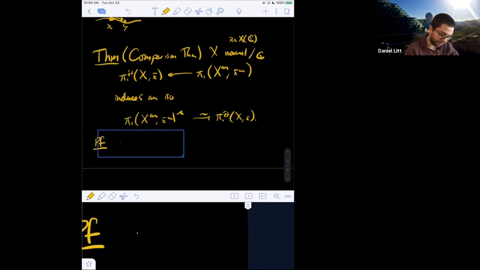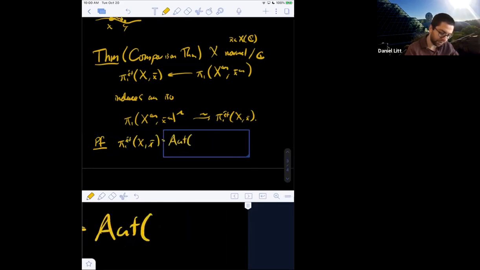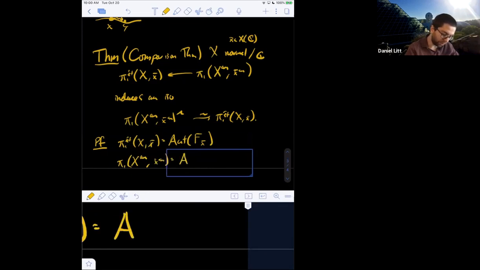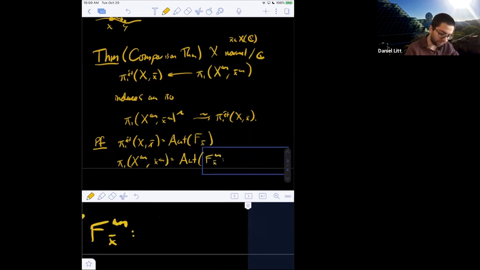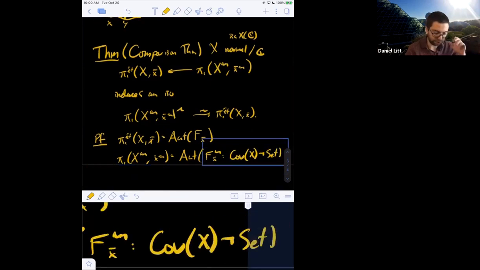So okay, let me maybe write some stuff down. First of all, pi1 étale of X bar is just by definition the automorphism group of the functor F_X bar. The theory of covering spaces tells us that the usual topological pi1 of X^an at x bar^an is the automorphism group of the functor, which I'll call F_X bar^an, from the category of covering spaces to Set. So these covering spaces are not necessarily finite covering spaces.